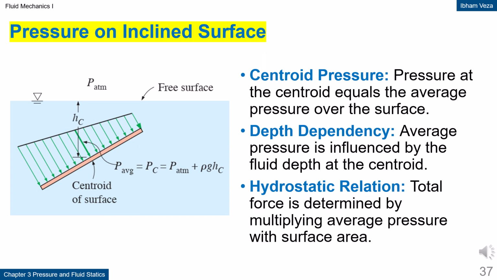Pressure on inclined surface. The pressure at the centroid of the surface equals the average pressure over the entire area. This average pressure is determined by the depth of the centroid from the free surface. The total force is then obtained by multiplying the average pressure by the surface area. This approach greatly simplifies hydrostatic force calculations. However, the location of the line of action must still be determined separately.